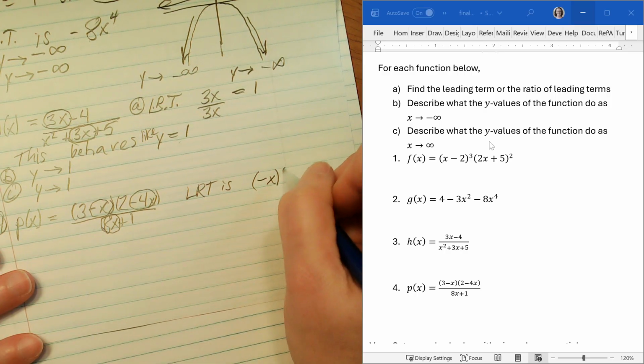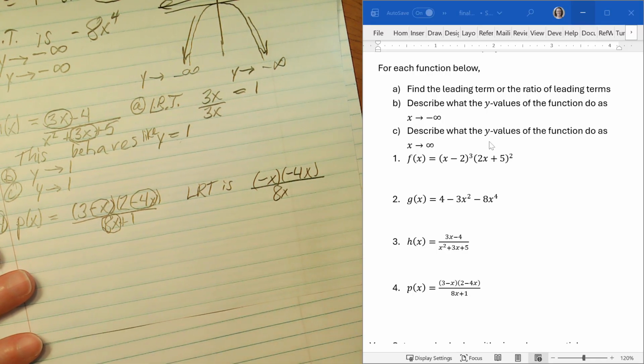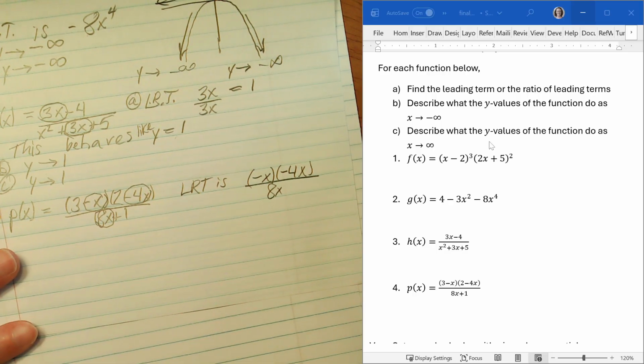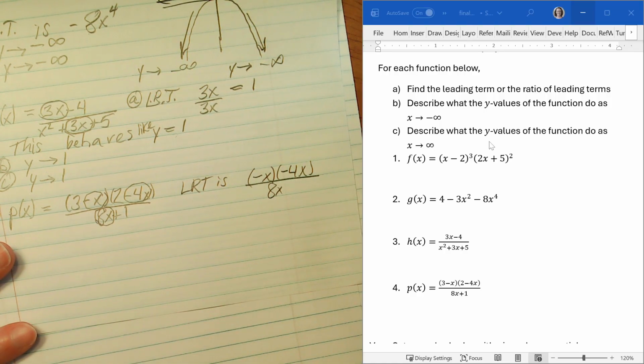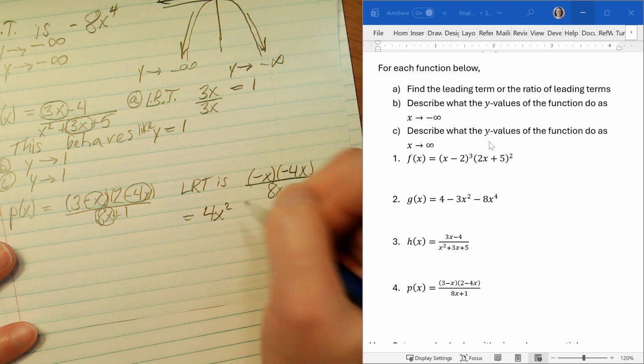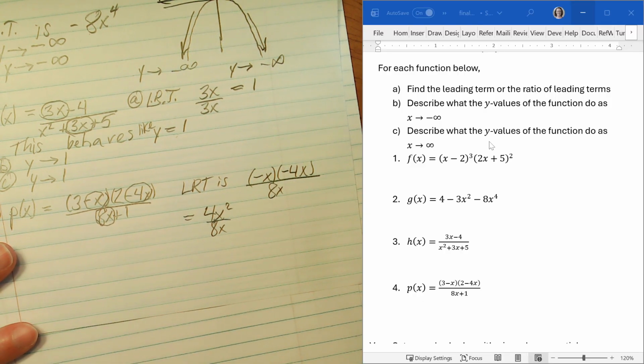So this is negative x times negative 4x. Make sure you keep the parentheses, otherwise you're going to think you're subtracting, and you're going to get a completely wrong answer because you're multiplying these two factors together. So negative x times negative 4x, the negatives are going to cancel each other out. Let's bring the 4 to the front. So this is going to be 4x squared over 8x. Yeah, this looks like more the type of hard simplification I would assign.